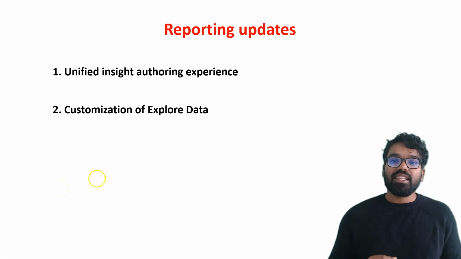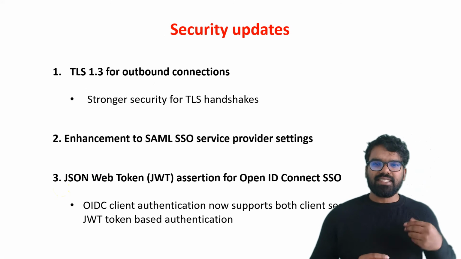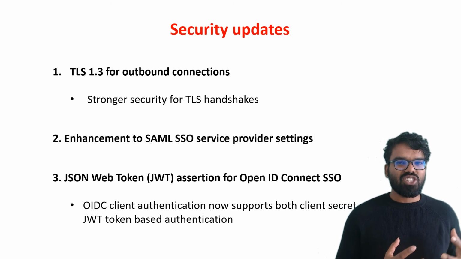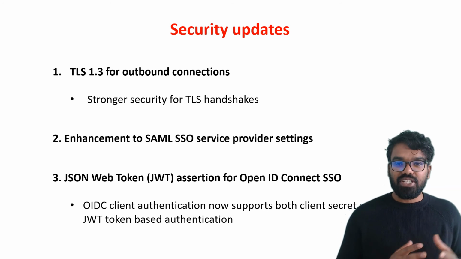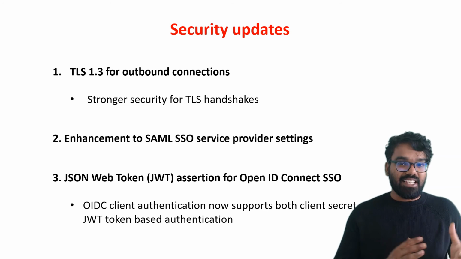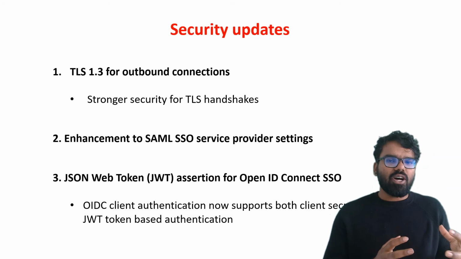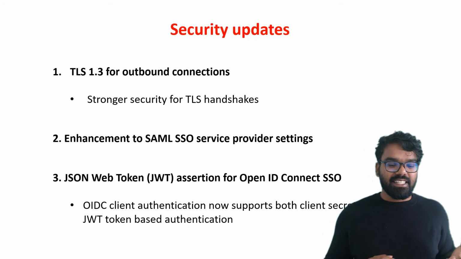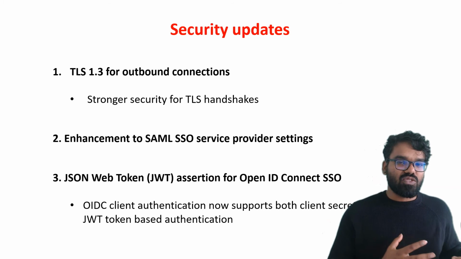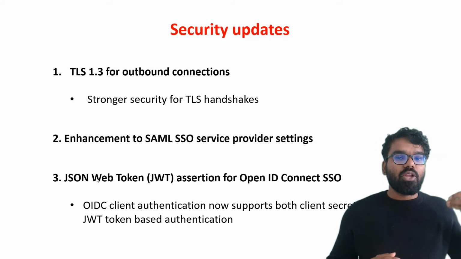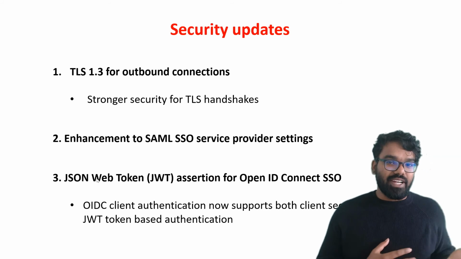The next is on the security update. If you look at the security update, there are three main things. First, we get the usage of TLS 1.3 version for the outbound connections. The next is on the SAML SSO. So you get different options. You get some enhancement for the service provider settings. And the third is on the OIDC Connect SSO, the OpenID Connect SSO, where you can also use the JWT token for the authentication.